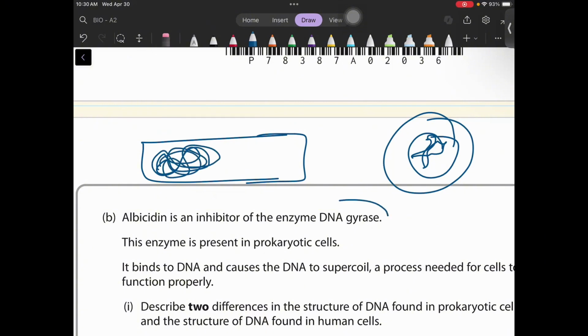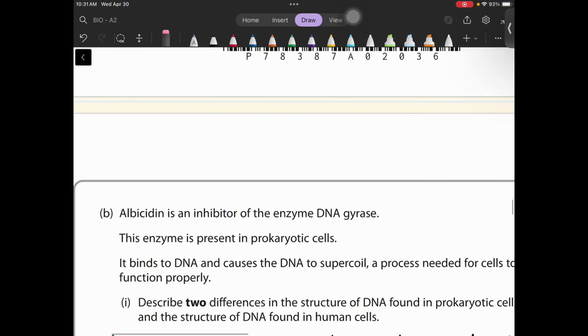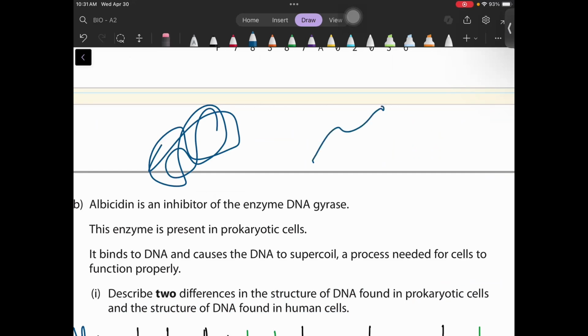So DNA gyrase is responsible for the supercoiling of this bacterial DNA. It binds to DNA and causes the DNA to supercoil and process information needed for the cell to function properly. Describe two differences between the structure of DNA in a prokaryotic cell and in humans. In a prokaryotic cell, the DNA is supercoiled, but in humans the DNA is linear because it is found on chromosomes.